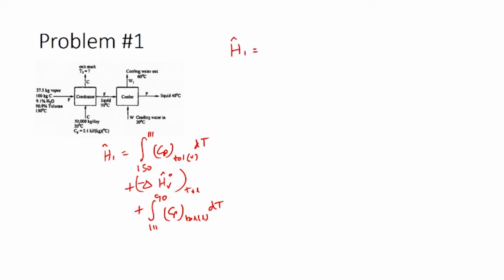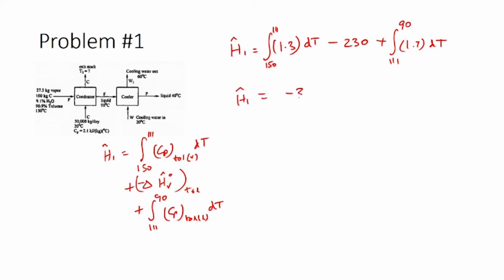So, H1 cap is equal to integral 150 to 111 of 1.3 dT. So, we are getting the Cp values from the table which was given to us in the problem, minus 230. The value for heat of vaporization can also be obtained from the table, plus integral 111 to 90, where Cp of toluene liquid is 1.7, dT. So, using this we would end up with H1 cap as minus 316.4 kilojoules per kilogram. So, this gives us H1 cap.